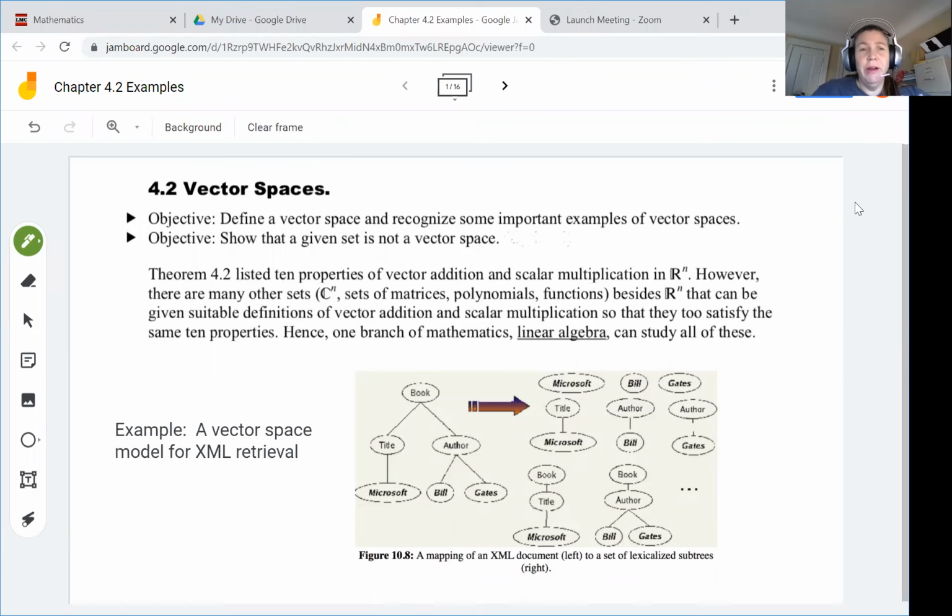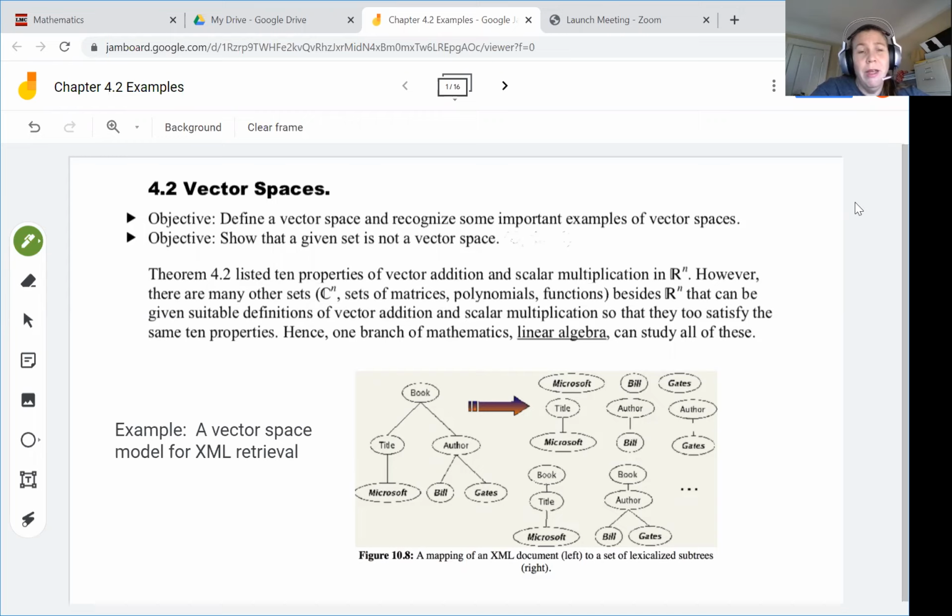In this video, we are introduced to vector spaces. This is chapter 4.2. So our objectives for this section are to define a vector space and recognize some important examples of vector spaces. We are going to be able to show that a given set is not a vector space, and if I give you a set, you're going to be able to verify if it's a vector space or not.